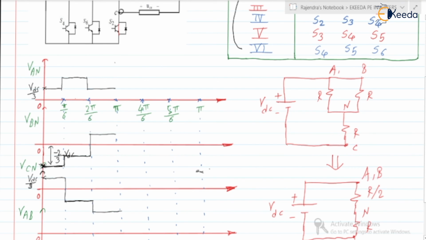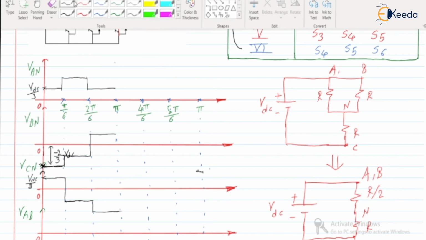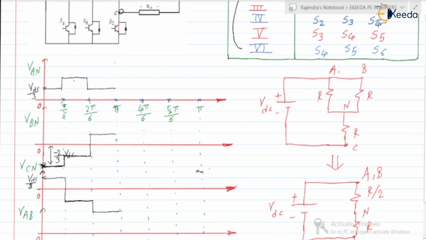Is this clear? Okay, so if you check here, we will be having values like this is 2 VDC by 3. Okay, 2 VDC by 3, right? This is VDC by 3 we are having. Okay, this is minus 2 VDC by 3. Okay, here it is minus VDC by 3, minus VDC by 3. Okay, so in this way, this is for the first three intervals, right?